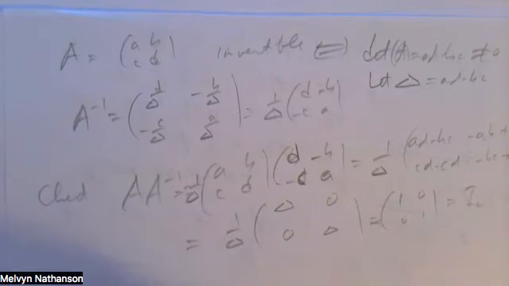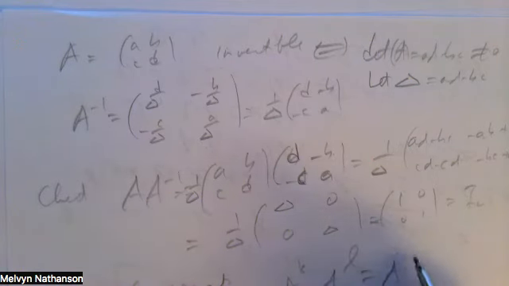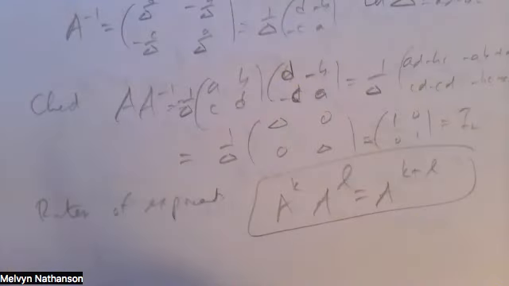We also have the usual rules of exponents for matrices. If you have A to the power K times A to the power L, that's A to the power K plus L, for all non-negative integers K and L, and if A has an inverse, then for all negative integers as well.